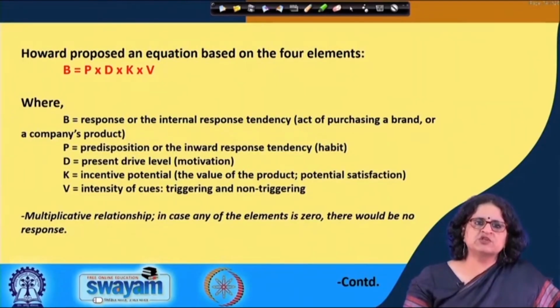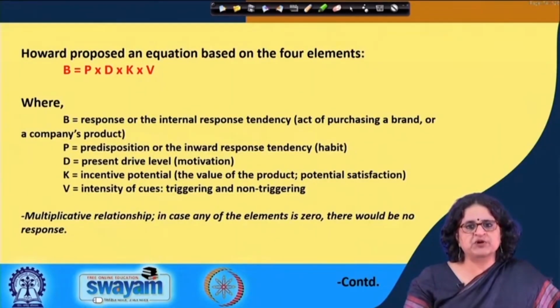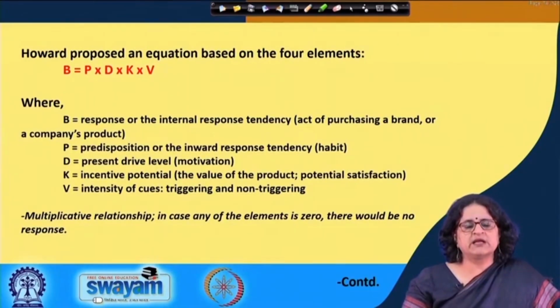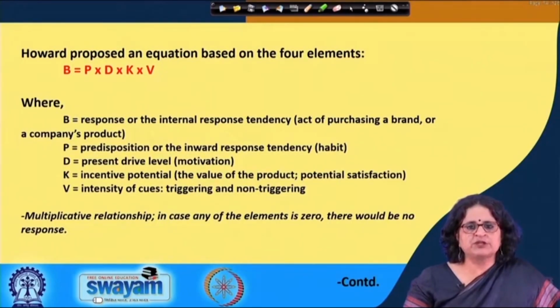Now what is B? B is the response or the internal response tendency, which is the act of purchasing a particular product or a company's product or a brand, and this internal response tendency is equal to a person's predisposition or inward response tendency, which is habit, multiplied by the drive level or the motivation, which is D, multiplied by the value of the product or the potential satisfaction he sees as an incentive potential in the product, which is K, multiplied by the intensity of all the cues, whether they are triggering cues or non-triggering cues, which is V. So what Howard proposed is a multiplicative relationship, and in case any of the elements is 0, there would be no response or no internal response from the buyer or from the prospective buyer.